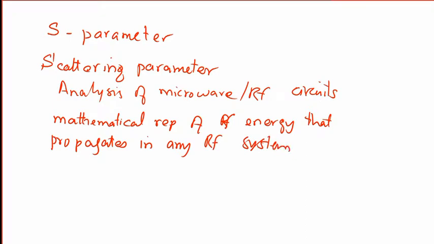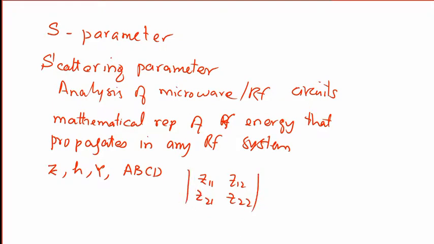Then the question arises, why are we interested in the new parameters, although we have, let's say, the Z parameter, the H parameter, the Y parameter, and the A, B, C, D parameters for the analysis of circuits? For example, the Z parameter is Z11, Z12, Z21, Z22.